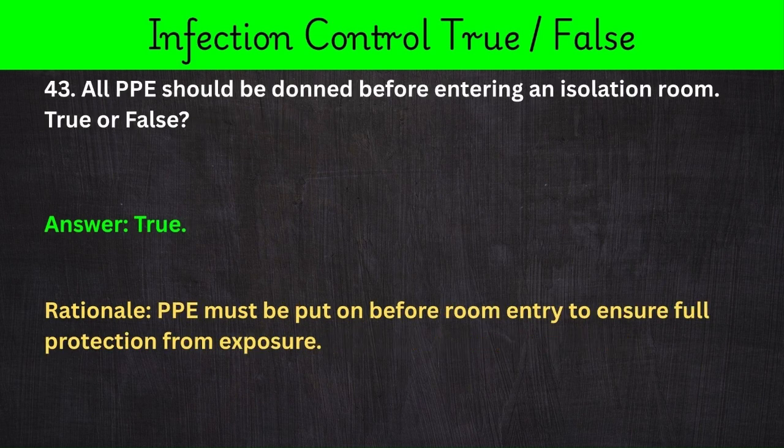43. All PPE should be donned before entering an isolation room. True or false? Answer: true. Rationale: PPE must be put on before room entry to ensure full protection from exposure.